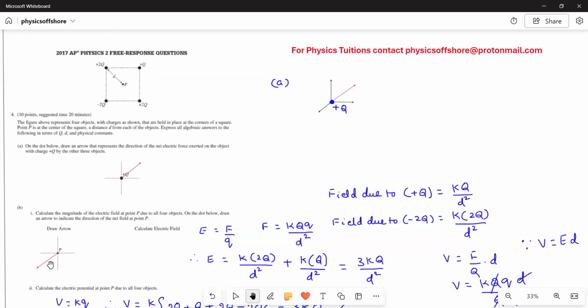Okay. Next, we have to calculate the electric field. So, the electric field due to plus Q is equal to, you see here, E is equal to F by Q. So this is the F, and then Q you put here, and you will get this as the answer due to plus Q. And the field due to minus Q is this one. He is asking us to find the net field. Net field is equal to, add these two, and you will get the field. This is the answer for this one.